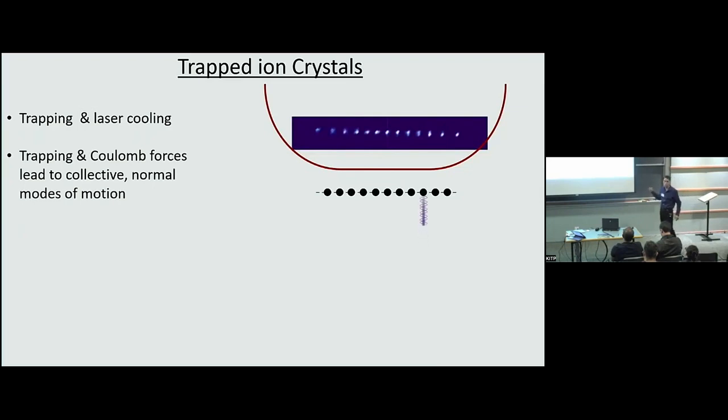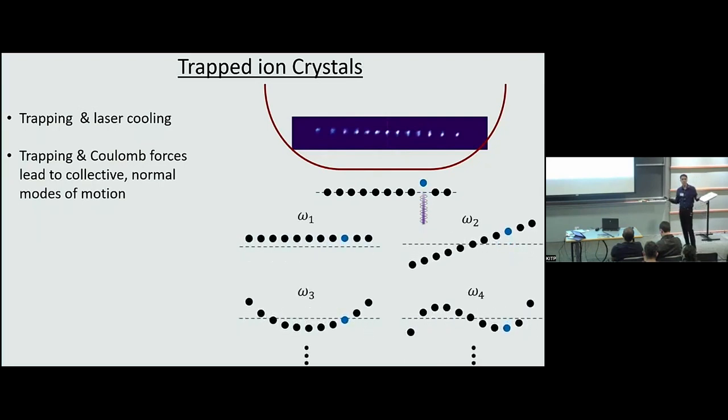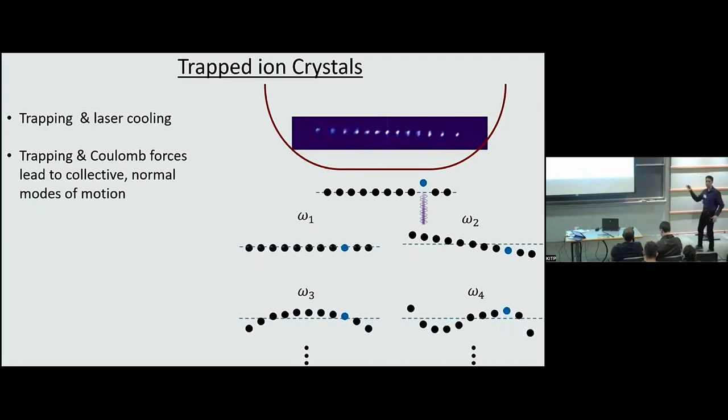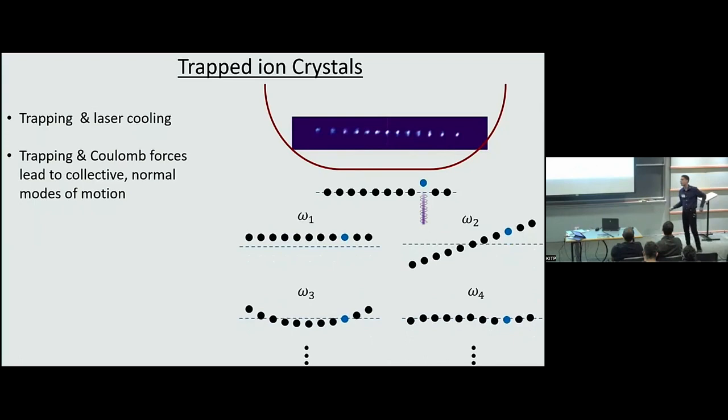One way to look into this is that we can poke one of these ions and push it a little bit away from equilibrium. Because of the Coulomb interaction that is long range, that would cause all the ions to participate in the motion. We would have a set of collective modes of motion. It's just a linear system. We can think of the ions as masses that are connected by local springs.